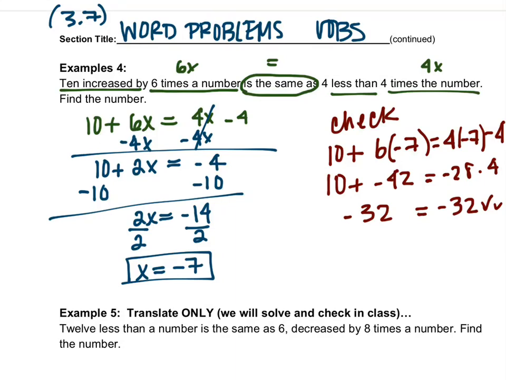For number 5, I'm asking you to translate this problem only. We will check it in class. The translation I'm asking you to translate says 12 less than a number is the same as 6 decreased by 8 times a number. Find the number. Now I'm going to give you a hint here. The same as is where we have the equal sign. So try and take a look and translate that. We will check that your translation is solid and continue to solve in class tomorrow.